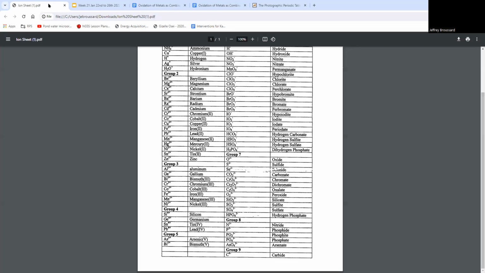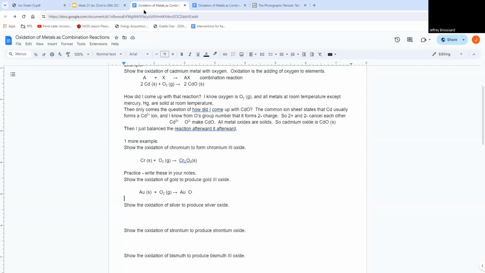Now, I don't think your ion sheet has gold on it. It should, but it doesn't. Gold always forms a 3 positive charge. But wait a minute, Mr. B, you told me that I got this ion sheet that tells me the charge of these metals, but gold's not on your sheet. And that's why I gave you the charge of gold right there as gold 3. So we have gold that's going to form 3 positive. How do I know that? I gave it to you as the Roman numeral. So you should write that as gold 3 positive. And what's the charge on oxygen again? It's 2 negative. Okay?